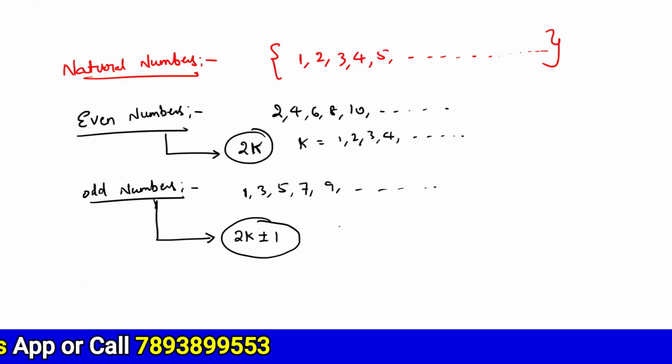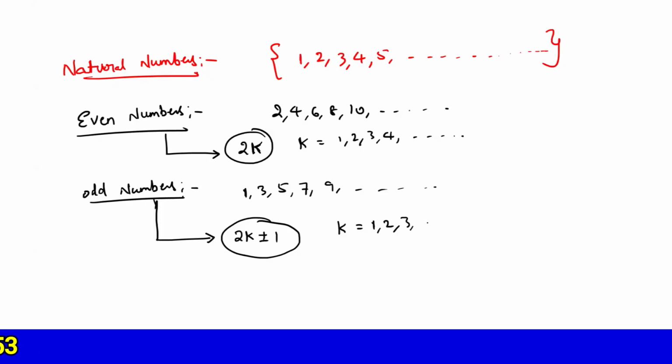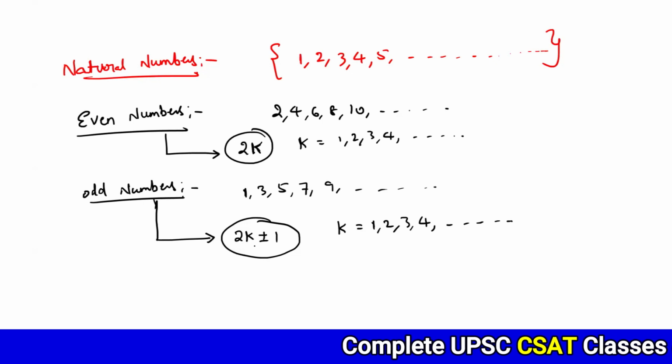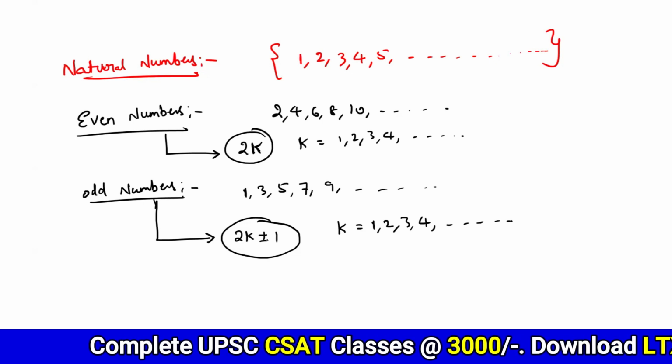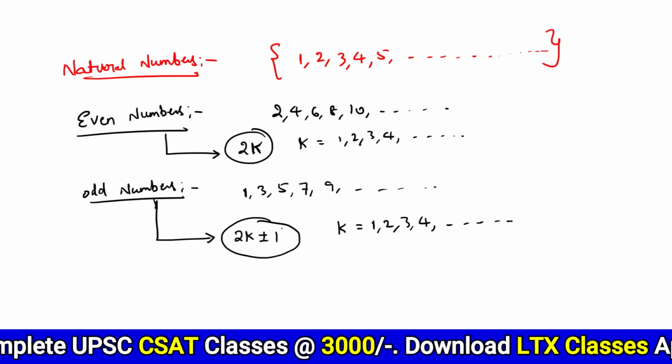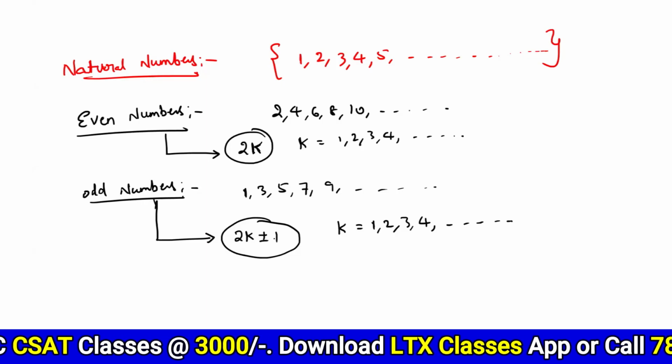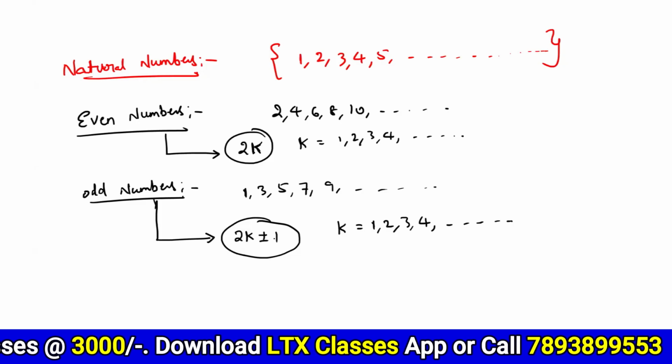Plus or minus 1. And now the value of k can be taken as any natural number: 1, 2, 3, 4, and so on. If you take the value of k as 1, 2 minus 1 will be 1. 2 into 2 is 4, 4 minus 1 will be 3, or else 4 plus 1 will be 5. So this is the general representation for even numbers and odd numbers.